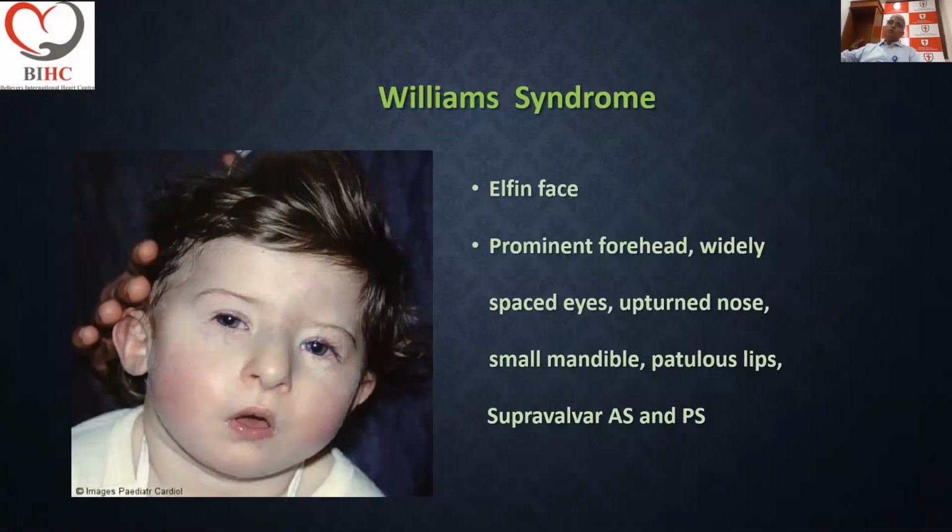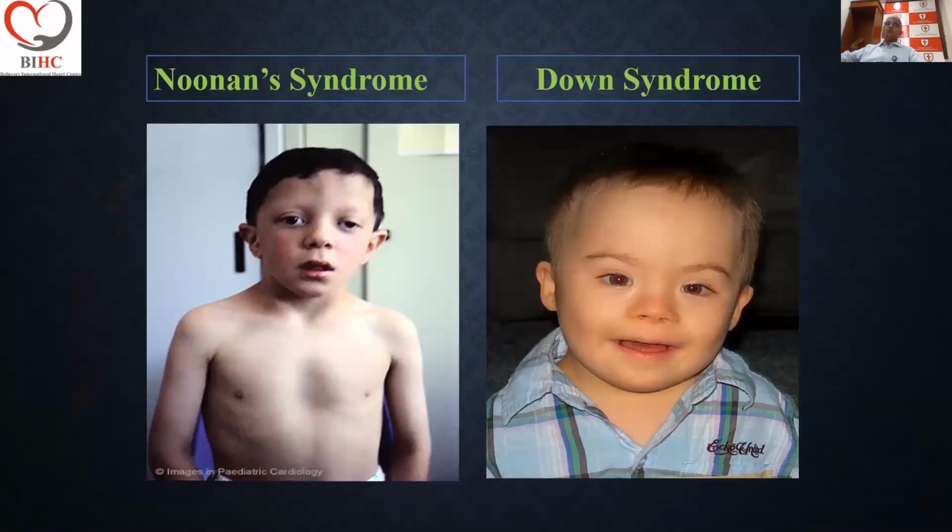These are all examples of conotruncal anomalies. Or Williams syndrome, where there is the elfin face, the funny face of magical creatures. Again, prominent forehead, hypertelorism, an upturned nose, patulous lips, and if you find this face, you're looking for supravalvular aortic stenosis and pulmonary stenosis. Noonan syndrome and Down syndrome are some of the other common syndromes which could be associated with heart disease.